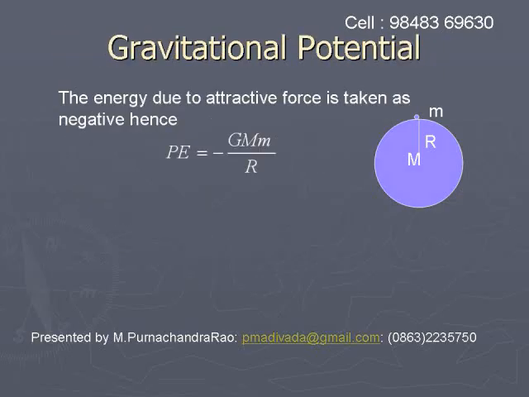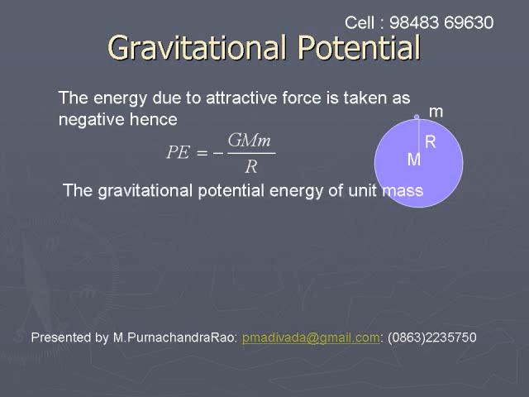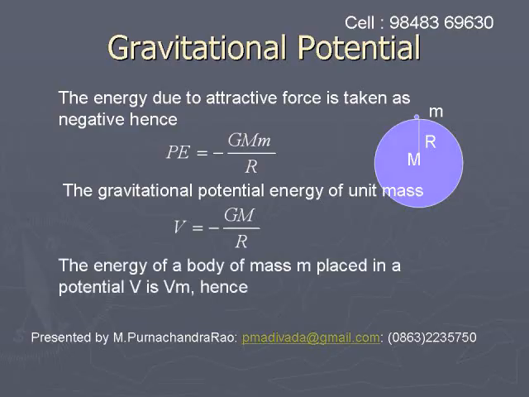Gravitational potential. We define this as the gravitational potential energy of a body of unit mass. Hence, the relation for gravitational potential V is equal to minus GM by R, where M is the mass of the earth and R is the radius of the earth.